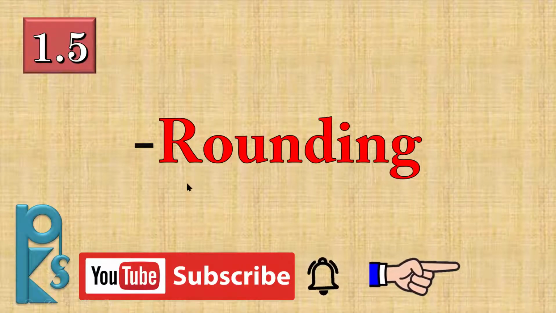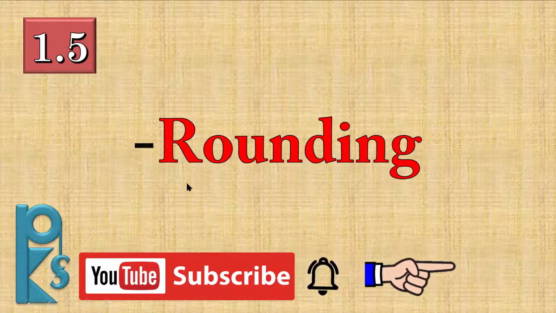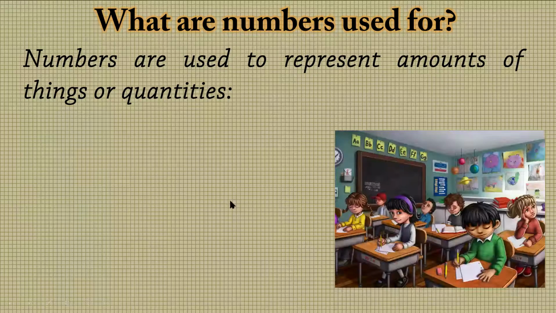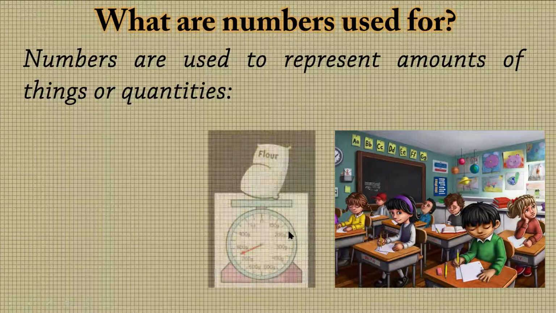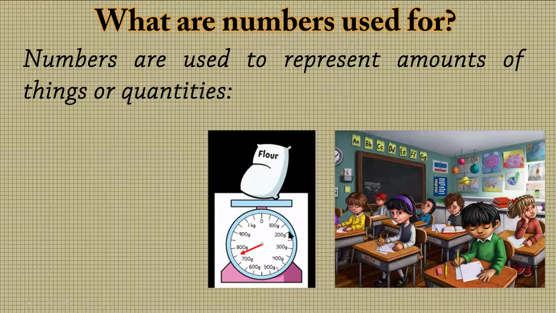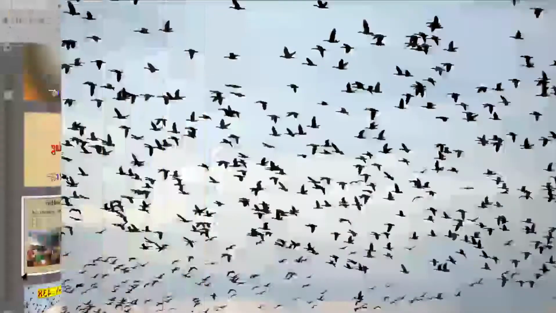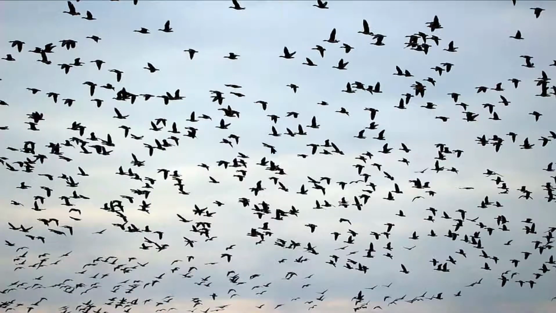In this video you will learn how to make estimate versions of numbers. What are numbers used for? Basically, numbers are used for representing amounts of things or quantities. For example, the number of students in a classroom, weight of a flour bag, or maybe the lift force exerted on an airplane. Try to count the number of birds in this picture.